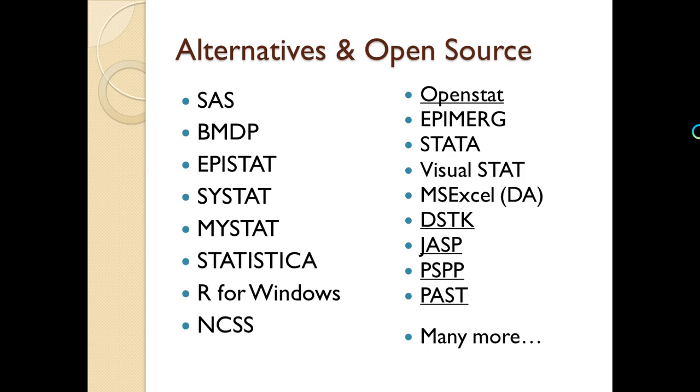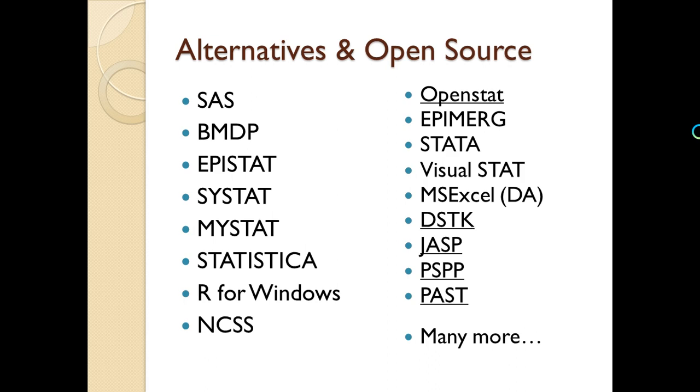Then another competitor is called Systat, MyStat. Statistica is very popular even today. And then of course there is an open source software called R for Windows. It's a bit more programming based application. Then we have NCSS. These are some of the competing statistical softwares. And then we also have an open source software called OpenStat, which I kept using for quite some time.